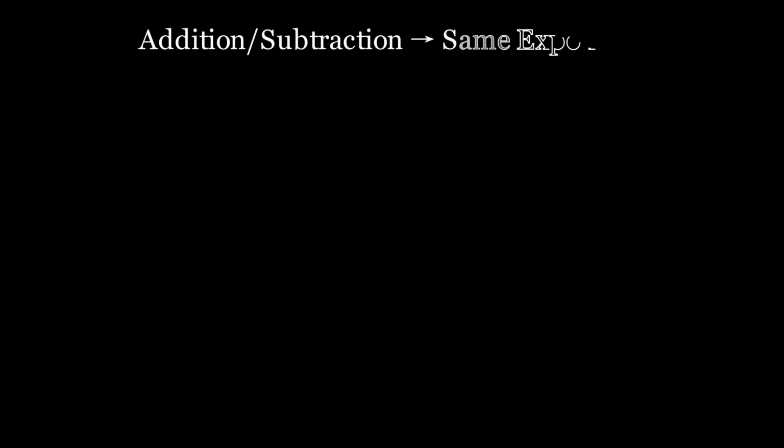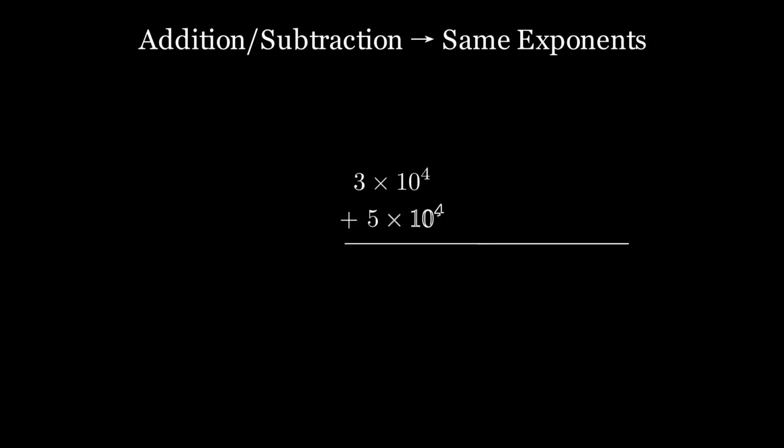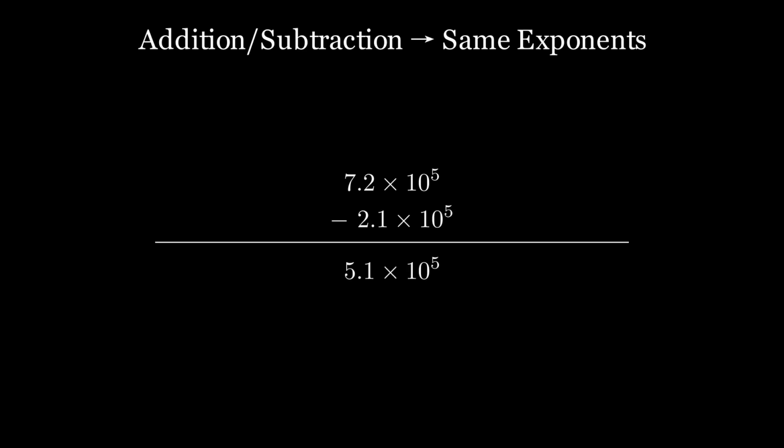Scientific notation operations. When adding or subtracting numbers in scientific notation, make sure the exponents are the same. 3 times 10 to the power of 4 plus 5 times 10 to the power of 4 equals 8 times 10 to the power of 4. 7.2 times 10 to the power of 5 minus 2.1 times 10 to the power of 5 equals 5.1 times 10 to the power of 5.